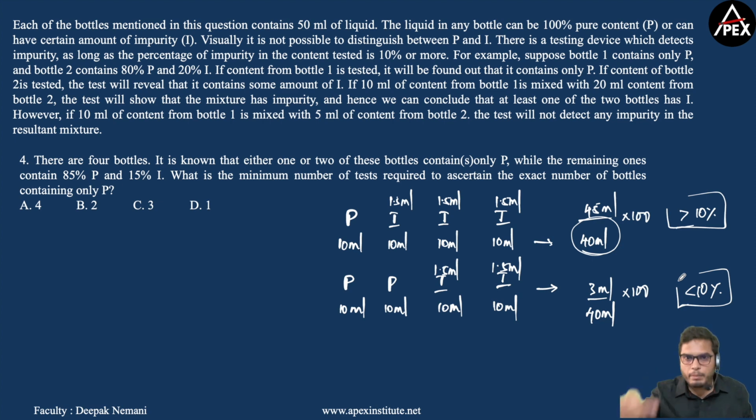So you only need one test to ascertain the exact number of bottles containing only P. You need to test that mixture for the presence of impurities. If that is positive, you have only one bottle containing pure liquid, and if that test is negative for the presence of impurities, you have two bottles containing pure liquid, and this completes the set.